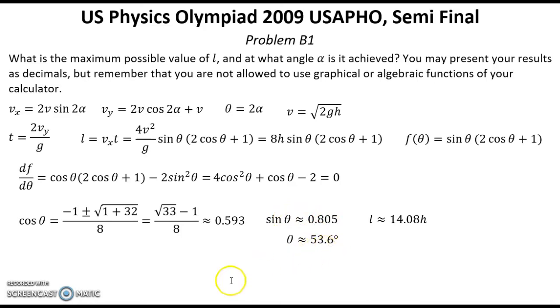53.6 degrees, and alpha is just half of this, which is 26.8 degrees. So that's the solution. This is distance, this is angle.